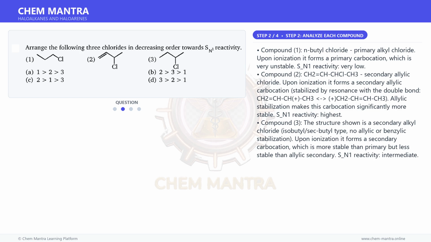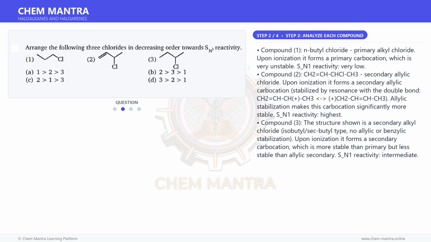Compound 1: n-butyl chloride, a primary alkyl chloride. Upon ionization it forms a primary carbocation, which is very unstable. SN1 reactivity: very low. Compound 2: CH2=CH-CHCl-CH3, a secondary allylic chloride.